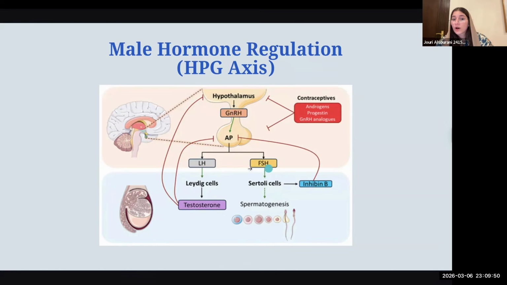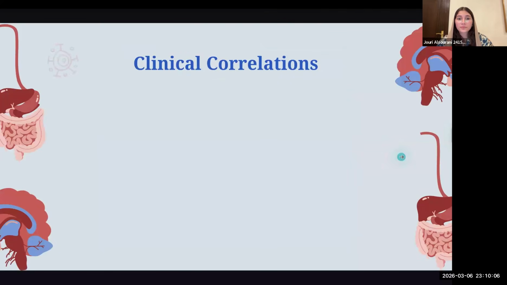For the FSH, it will go act on Sertoli cells, and this will aid in spermatogenesis, okay? And the Sertoli cells will also release something called inhibin B. Inhibin B is what will go back to the pituitary gland, and it will have the negative feedback and inhibit the release of any more FSH.